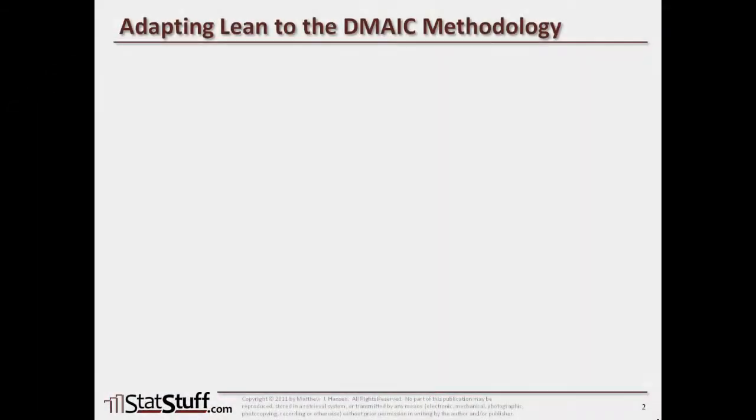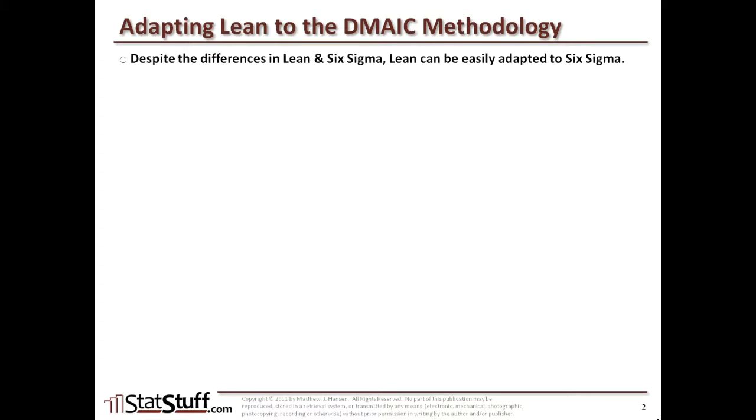So let's start by reviewing the 5 basic steps for resolving a problem and how Lean and Six Sigma can be applied to them. As I reviewed in previous lessons, there really is a difference between Lean and Six Sigma, again affecting processes for Lean versus affecting the output for Six Sigma. So despite the differences between them, we still can adapt Lean to the Six Sigma methodology of DMAIC.